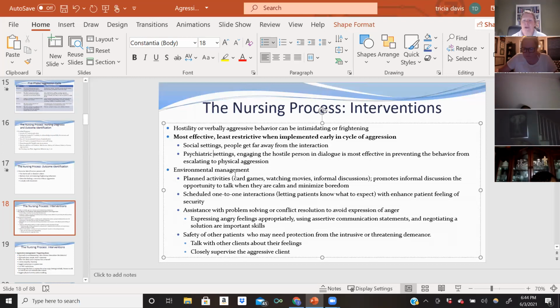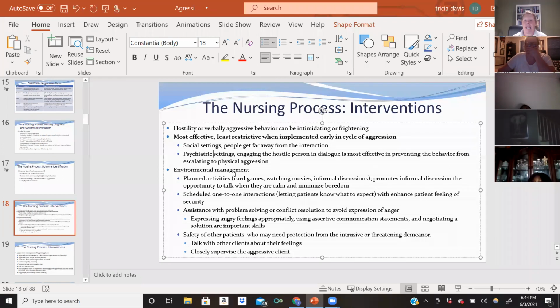Assistance with problem solving or conflict resolution helps avoid expression of anger. We said earlier that anger is a normal feeling, and that if we can express it in a safe way, then it can be a positive thing. So we want to encourage our patients to express their feelings appropriately. We want to use those assertive communication statements. Like we said, we would want to say, I noticed that you seem very upset right now. Tell me more about what you're feeling.